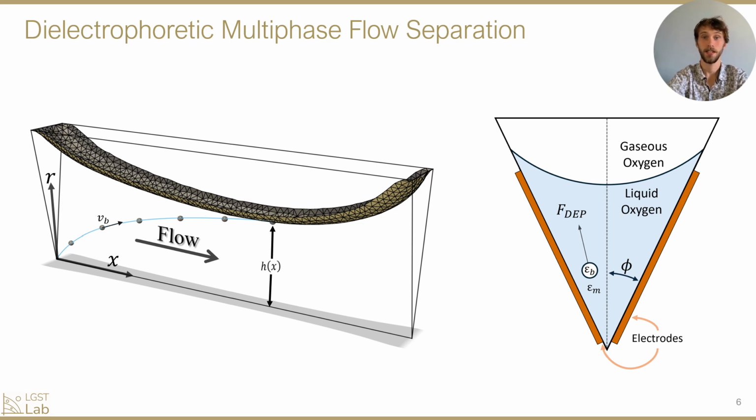This is where dielectrophoresis comes in. By putting electrodes along the walls of the capillary wedge, we can impart a body force on the bubble to remove it from the flow. And this body force works in conjunction with the capillary force, as well as the buoyancy force, to remove these smaller bubbles.